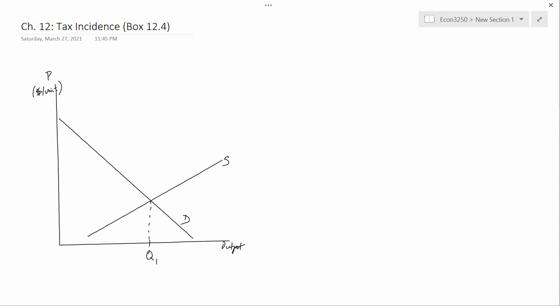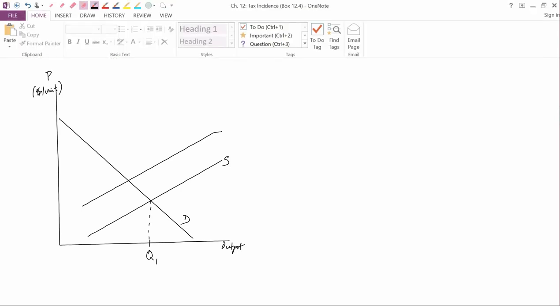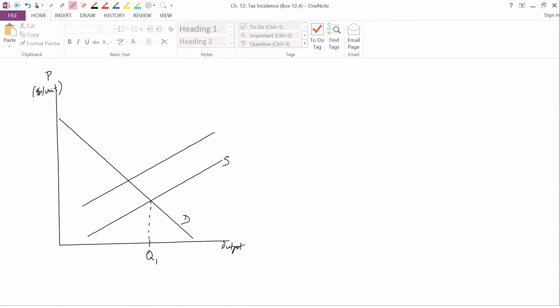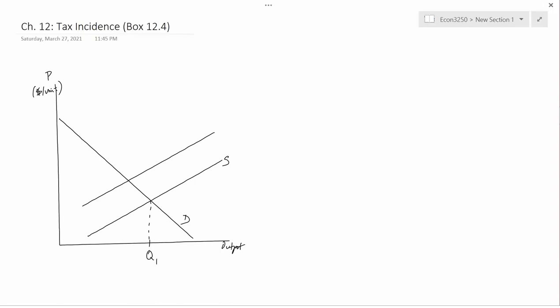And what that means is that you have a parallel shift vertically up in the supply curve. Now, the supply curve is not shifting up. I think the best verb to use to describe it is that the supply curve is shifting back. So if we call the initial one S1, let me call the new one S2.